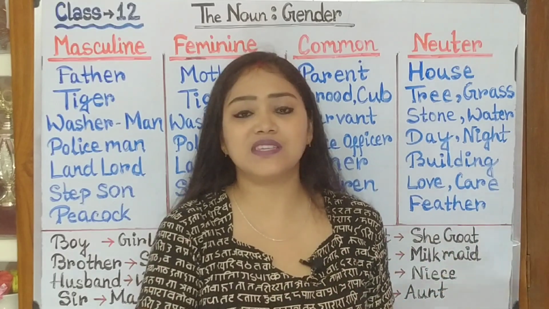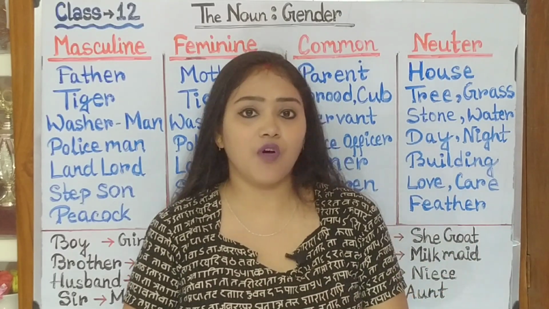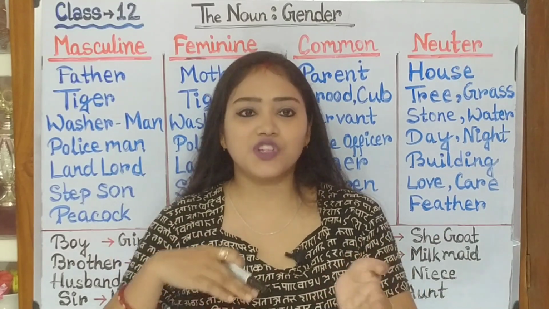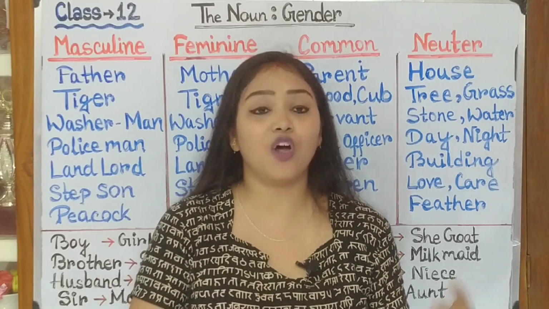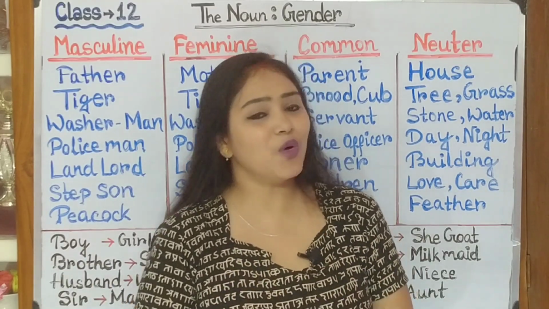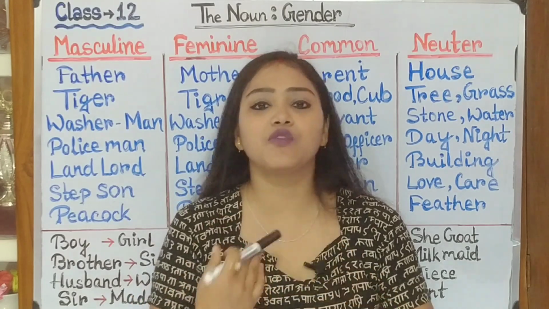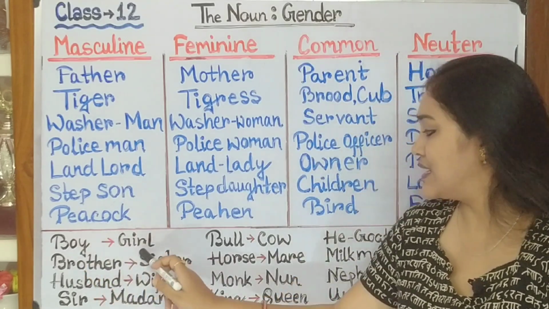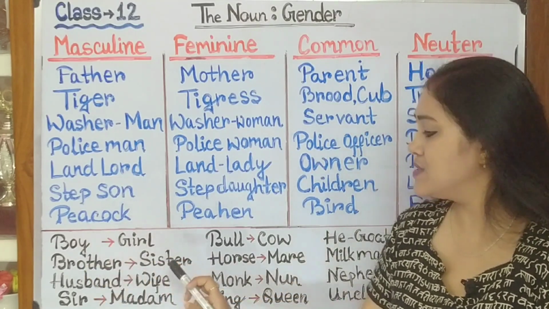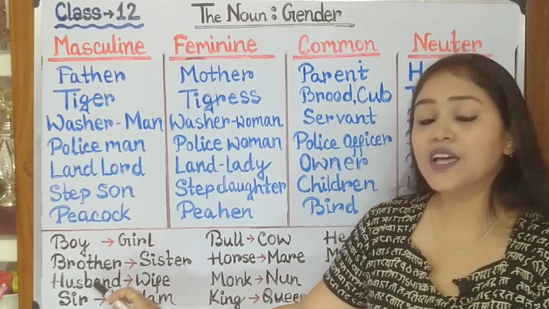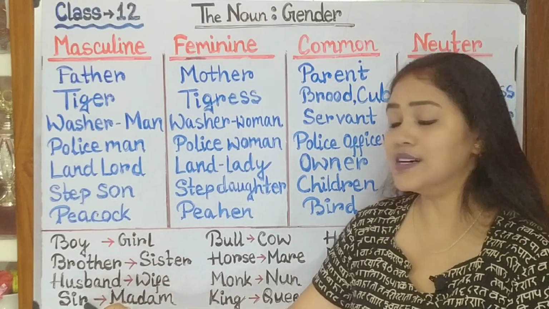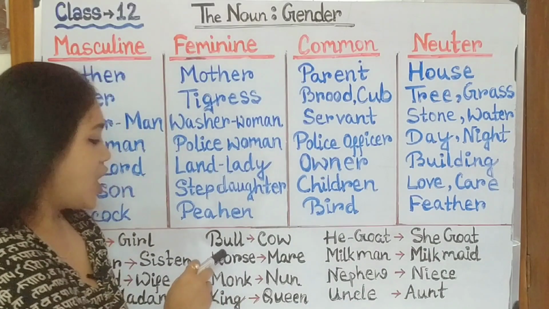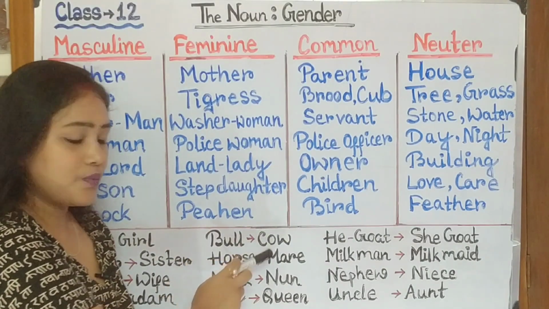Now I have given some more examples because for my junior students I can say this comes in your exams, right? To transform the words from masculine to feminine or feminine to masculine. So I am giving some more examples so that it will help you all in your task. So go through it. Boy becomes girl. Brother becomes sister. Husband becomes wife. Sir becomes madam.